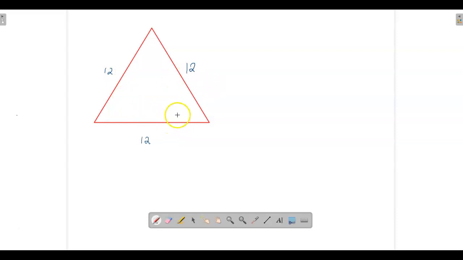Now I could have picked any number. I could have even done this using some letters like x, but I've picked 12. So 60, 60, 60, because it's an equilateral triangle. I'm not going to put that in there yet, because what I'm going to do is draw a line that drops from the top down to the bottom to make a nice right angle triangle like this. So I'm going to concentrate on this right angle triangle.